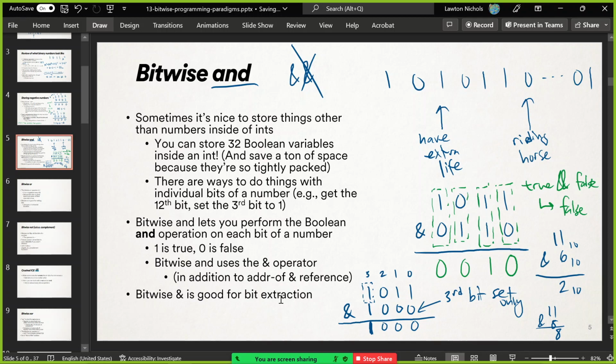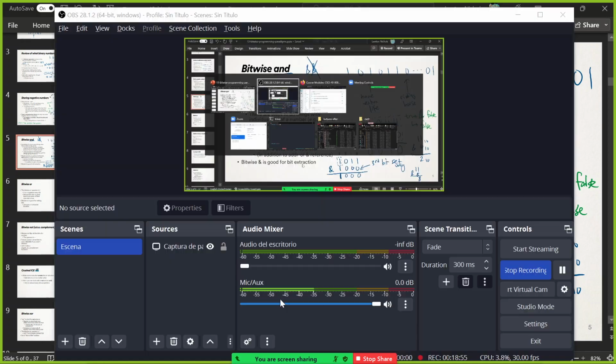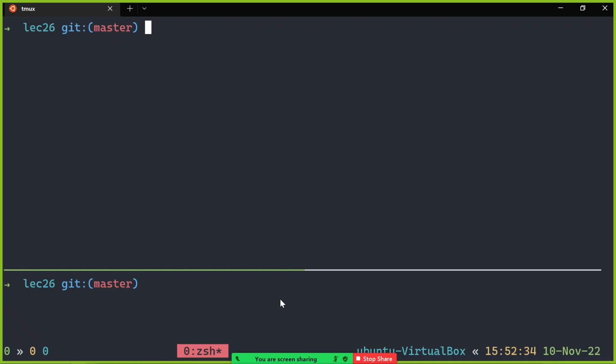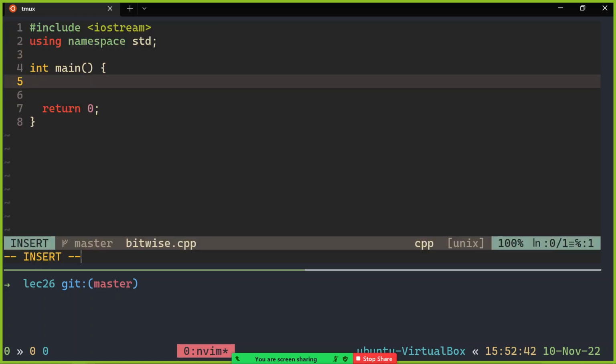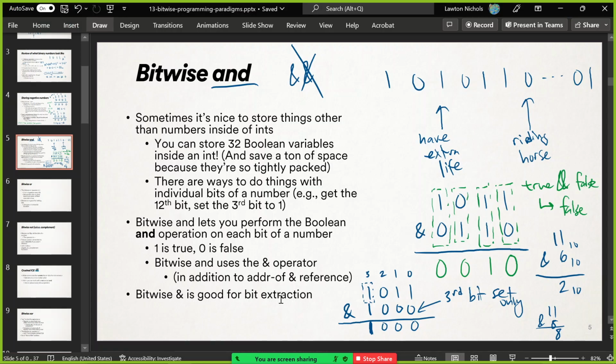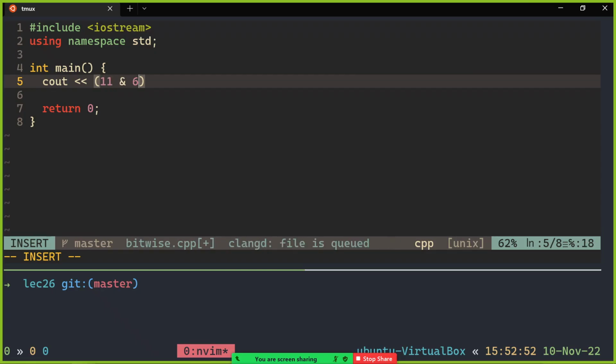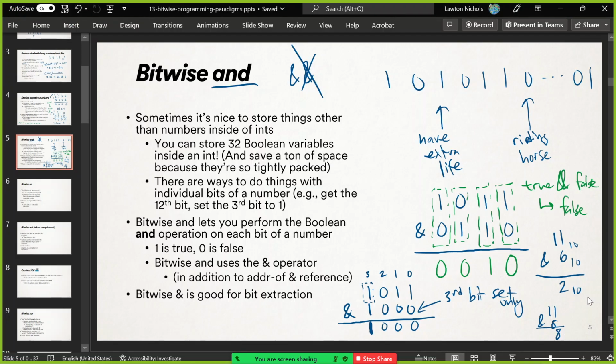Are we ready for me to try this in code? I mean, there's nothing really extra for me to say in code. I'll give you these same examples and show you the syntax. So yeah, here we go. Cout, what was it? 11 ANDed with 6. That's 2. Cout 11 ANDed with 8. That's 8.